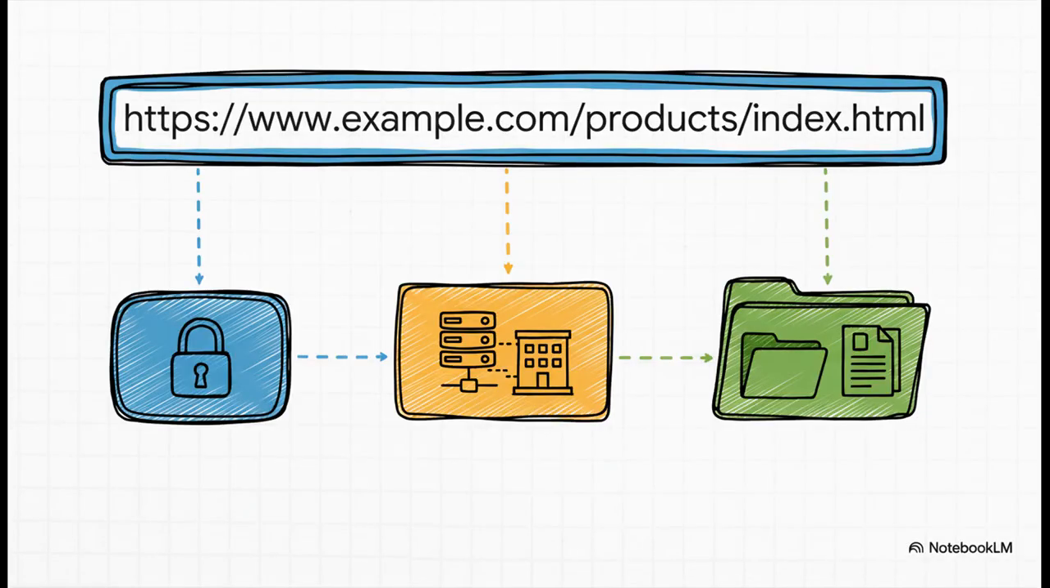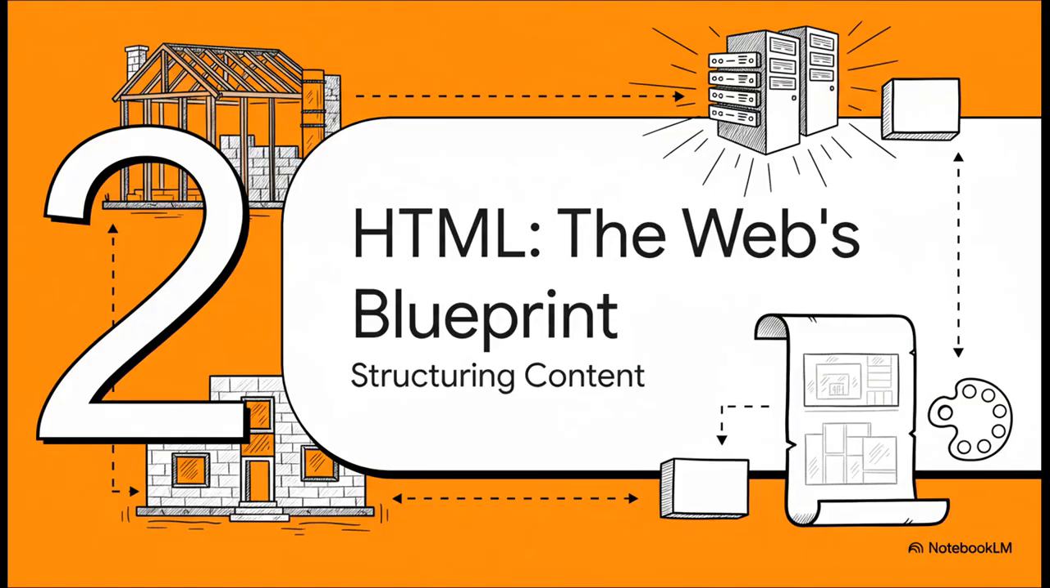Let's actually break one of these down. First, you've got the protocol, like HTTPS. This just tells the browser how to communicate, in this case, securely. Next up is the domain name. That's the address of the server itself. And finally, you have the file path, which is like a map through a folder system, pointing to the exact document you're asking for.